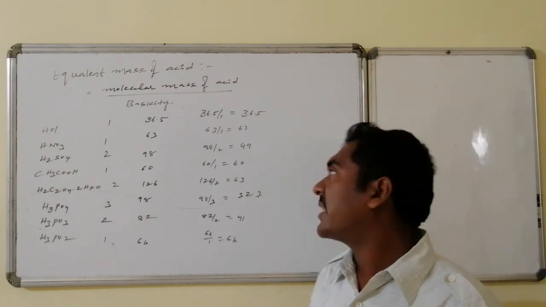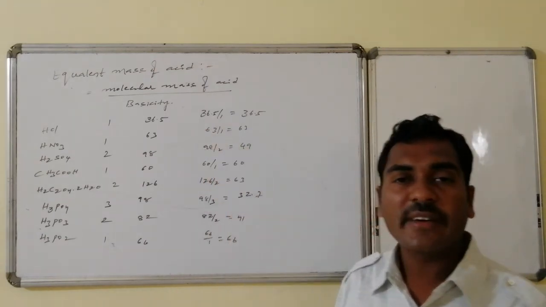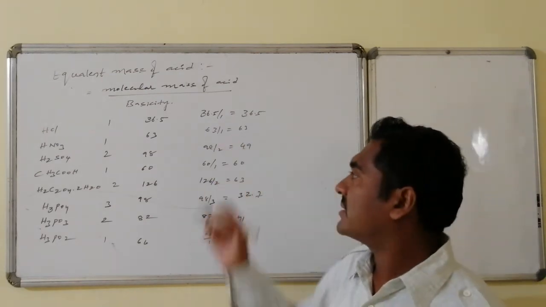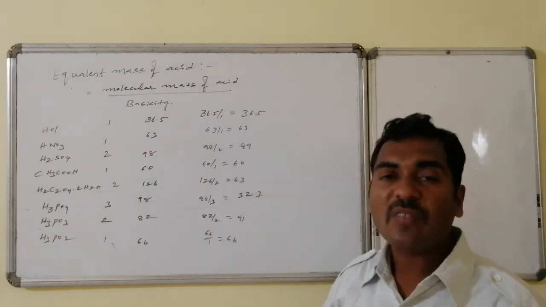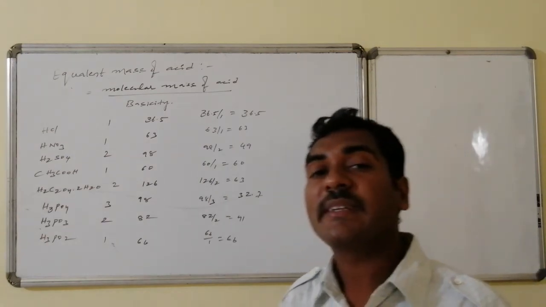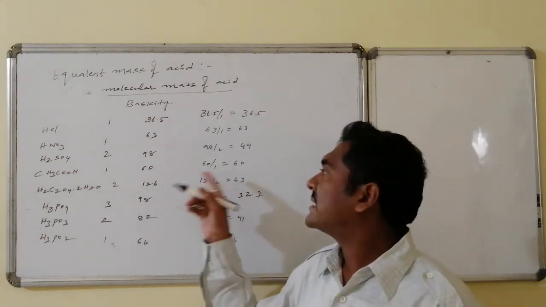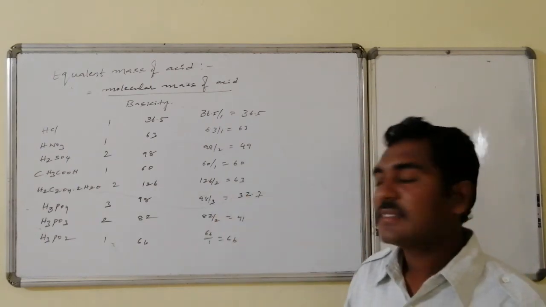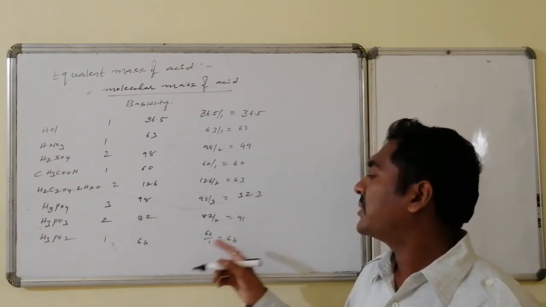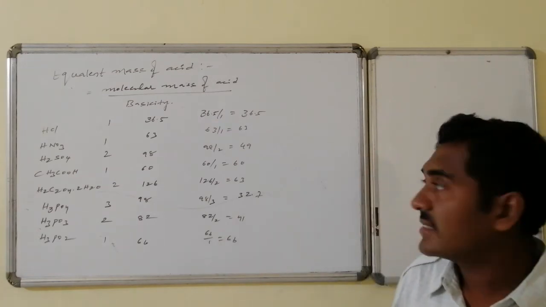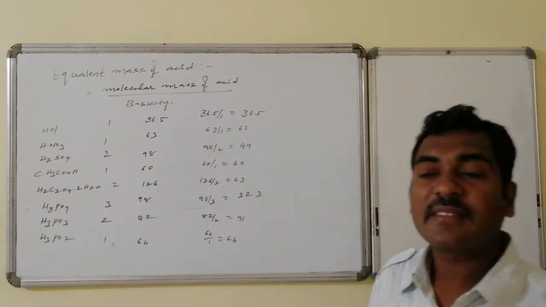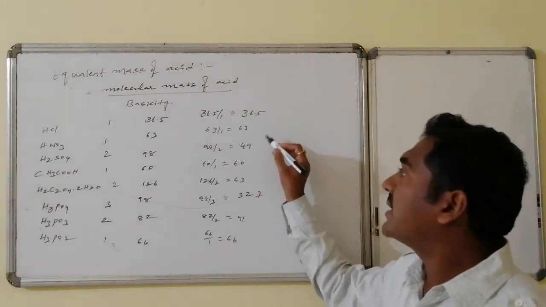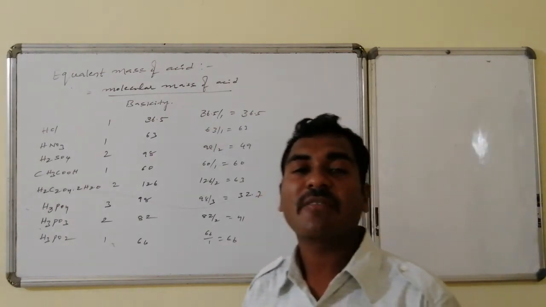And the gram equivalent weight is the molecular weight divided by basicity, hence it is 36.5, and here it is 63 as it is. It is half of the molecular weight, 98 by 2, that is 49, and here it is 60 by 1, 60, here it is 126 by 2, that is 63. This is 98 by 3, 82 by 2, 66 by 1, 66. These are the equivalent weights. Whereas if you want to represent the gram equivalent weights, we will keep the word gram over here. That will be the gram equivalent weight.